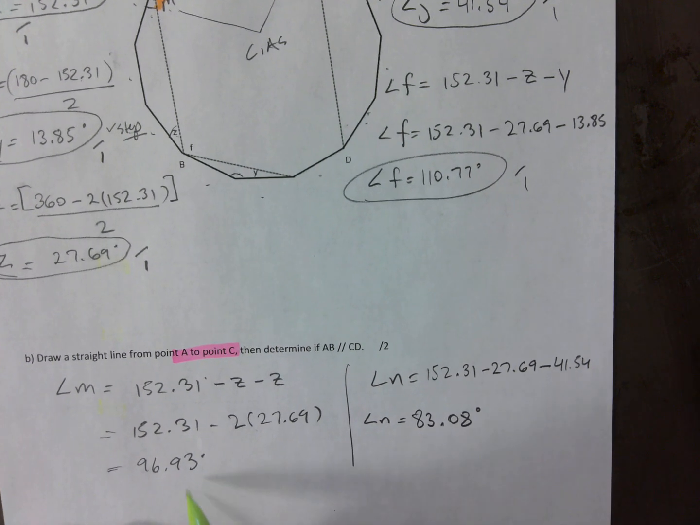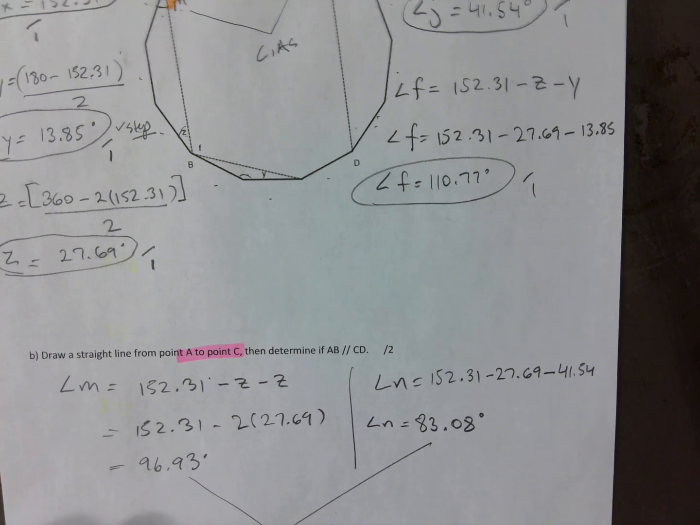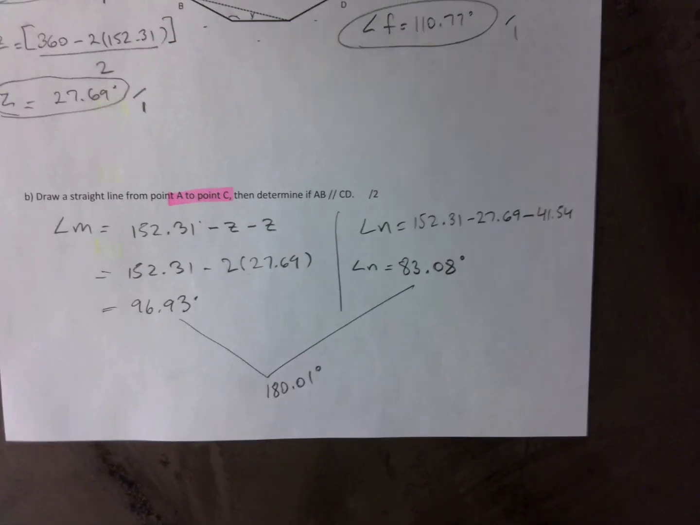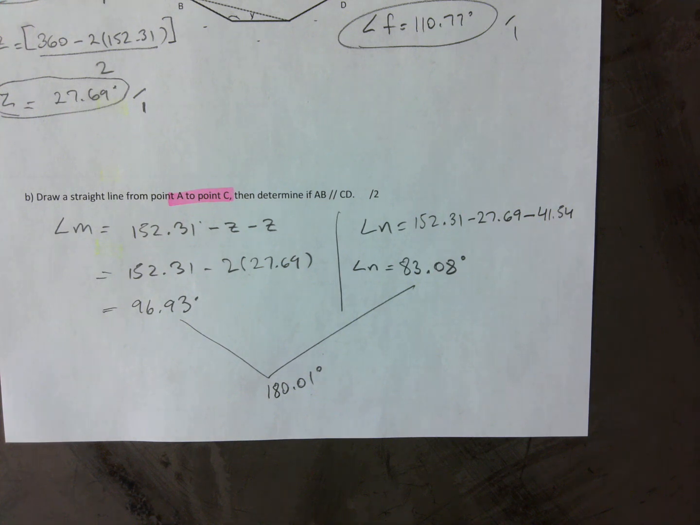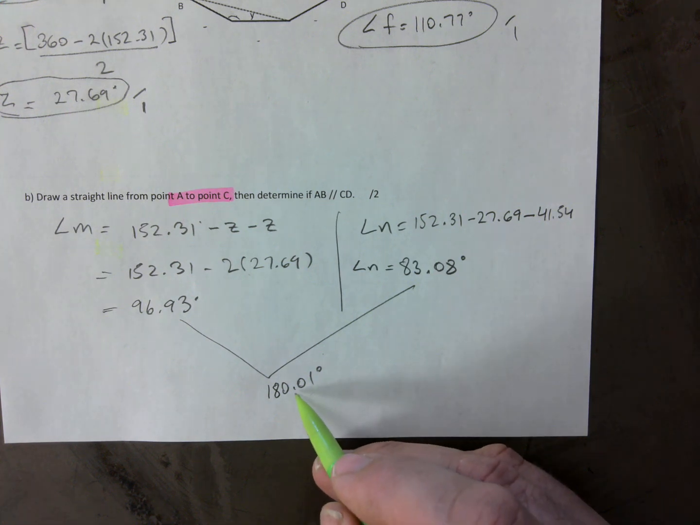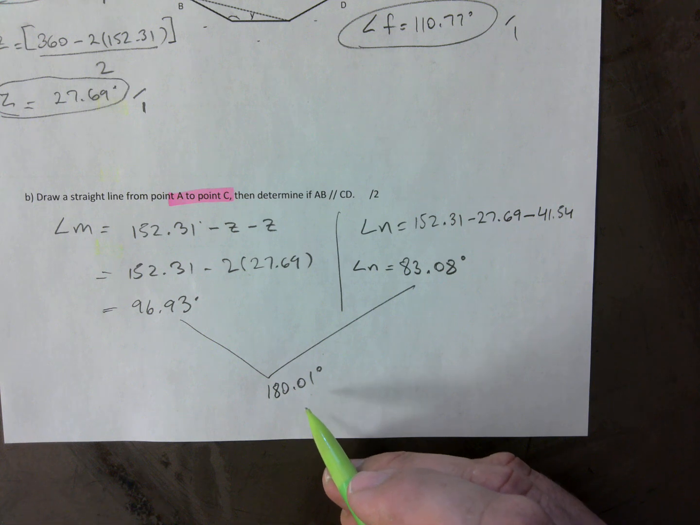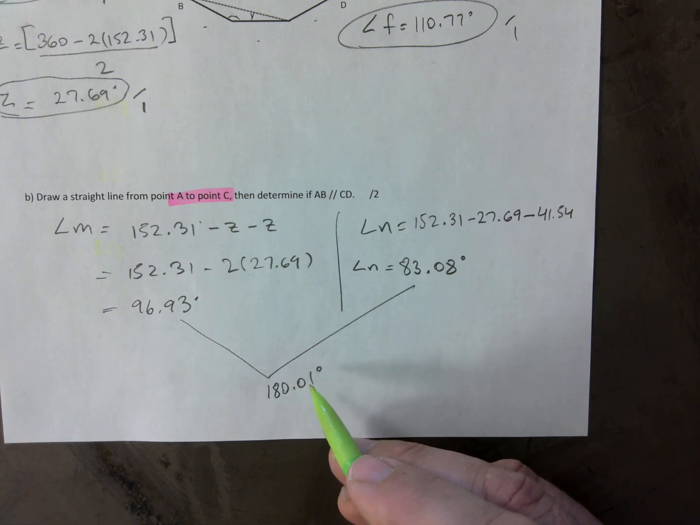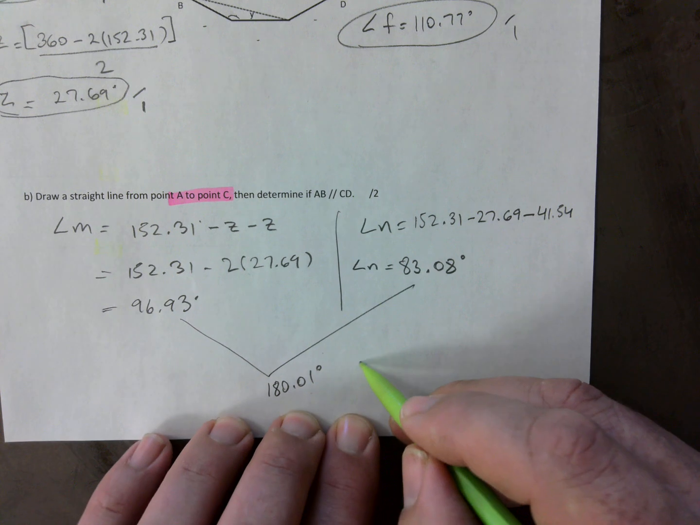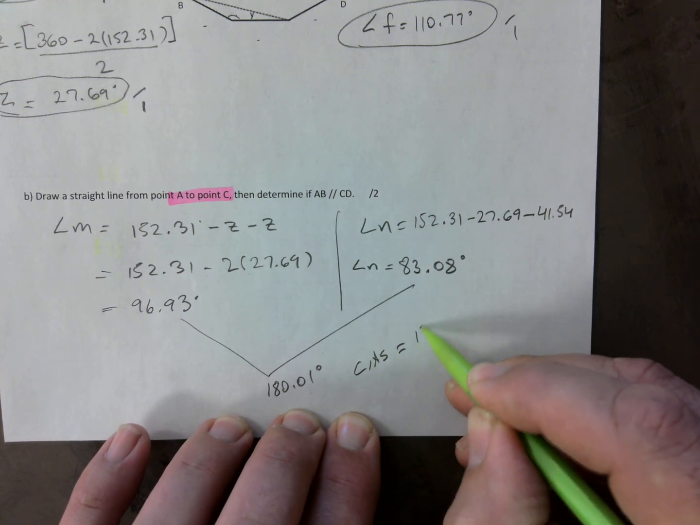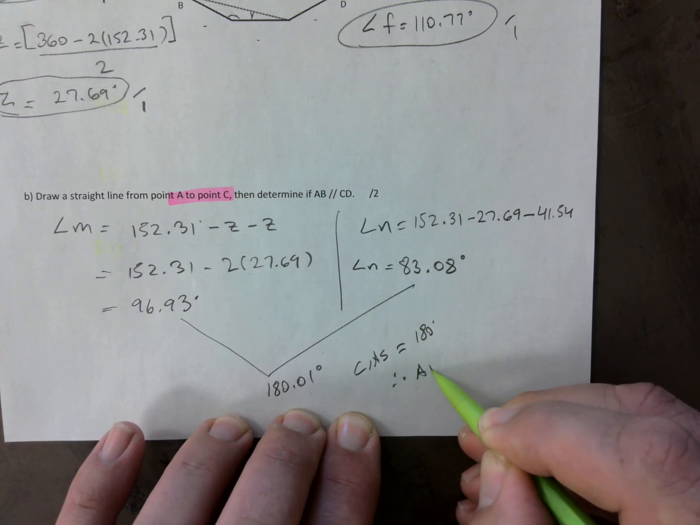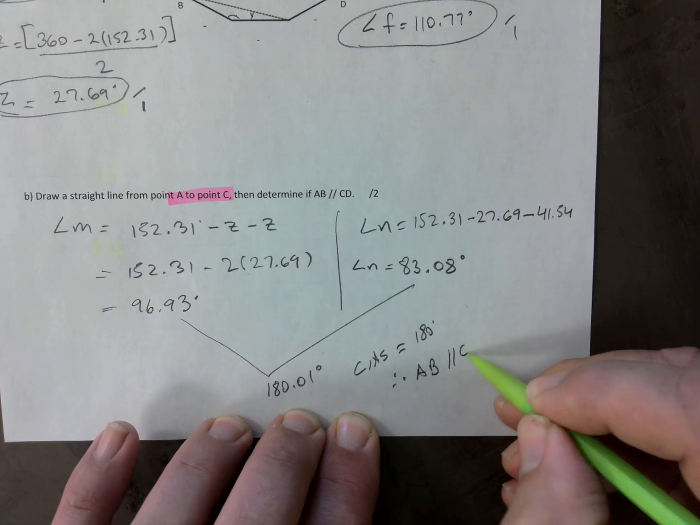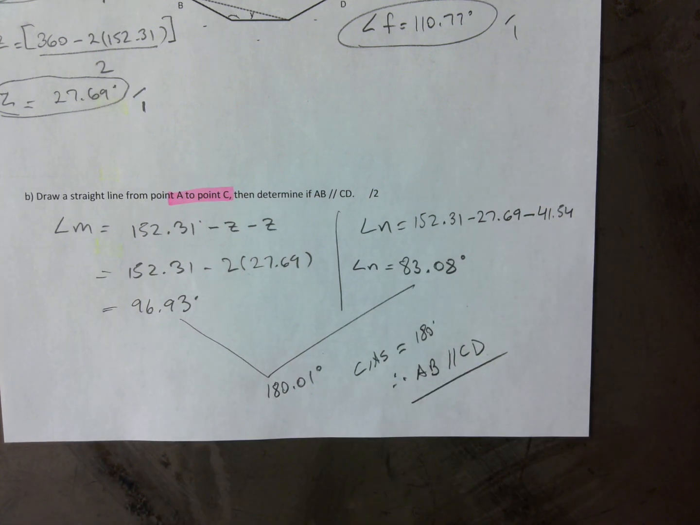Do they add up to 180? It's 180.01 degrees. Oops, sorry, you can't see that. So technically they're not, but I'm going to give you full permission to say yes when it's that close. It's a rounding problem, okay? CIAs are equal to 180, therefore AB is parallel to CD. And maybe in the future I have to say round to 4 decimals along the way, and then you're going to get the 180, okay?